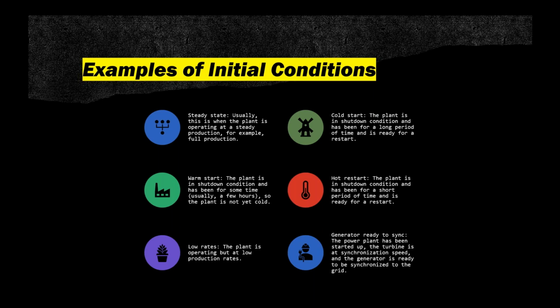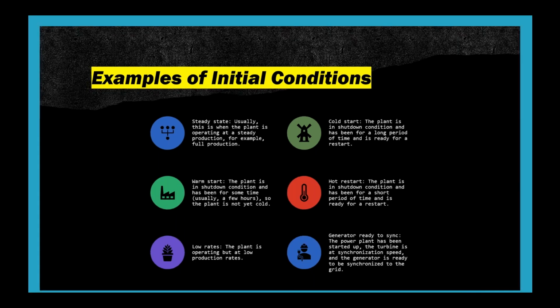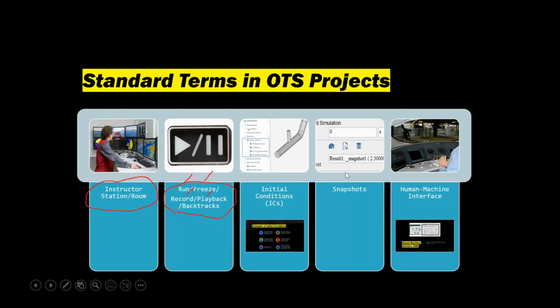And then we have something that we call snapshots. Snapshots are something where we freeze and then we save at certain points. Which means that, okay, we take a break and then we are going to come back after the rest. So we do snapshots. And then the next term is human-machine interface.